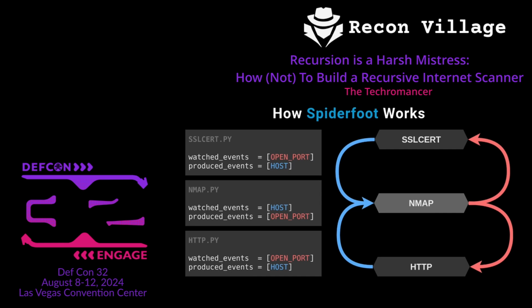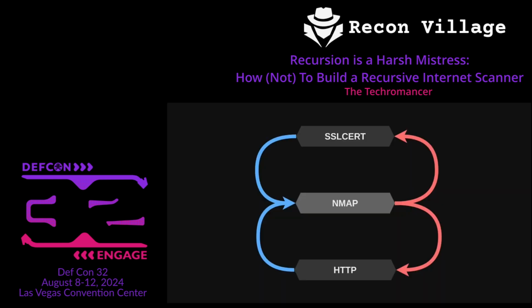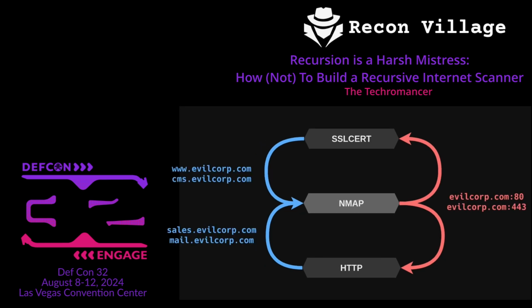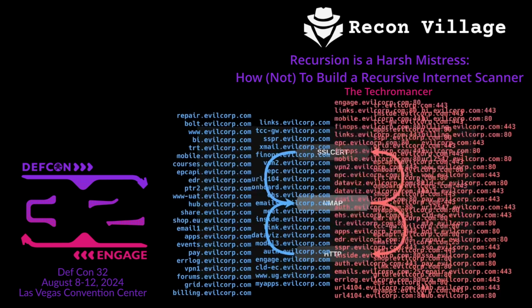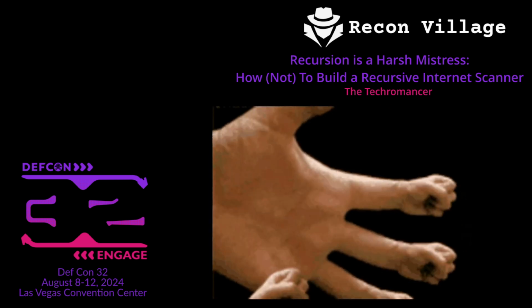Then SSL cert consumes the open ports and basically visits that open port and pulls down the SSL certificates. HTTP visits the website if there is one and extracts URLs. And then from SSL cert and HTTP, you get more hosts and they feed into Nmap. To illustrate this, you start off with evilcorp.com, right? Port scan it, get open ports. SSL cert finds more hosts, HTTP finds more hosts, gets fed into Nmap, makes more open ports, which make more hosts, which make more open ports, and so on, right? So it's not just a phase thing, it just keeps churning until there's nothing left. And this is recursion, okay?